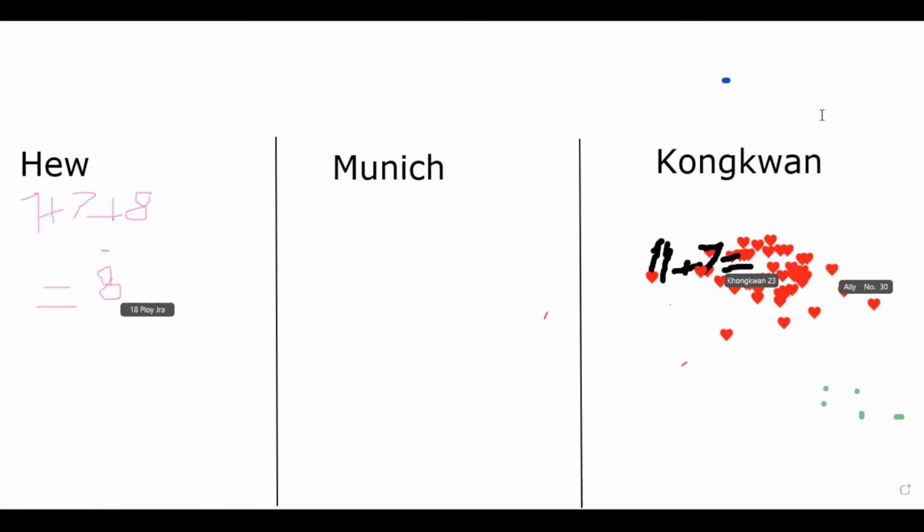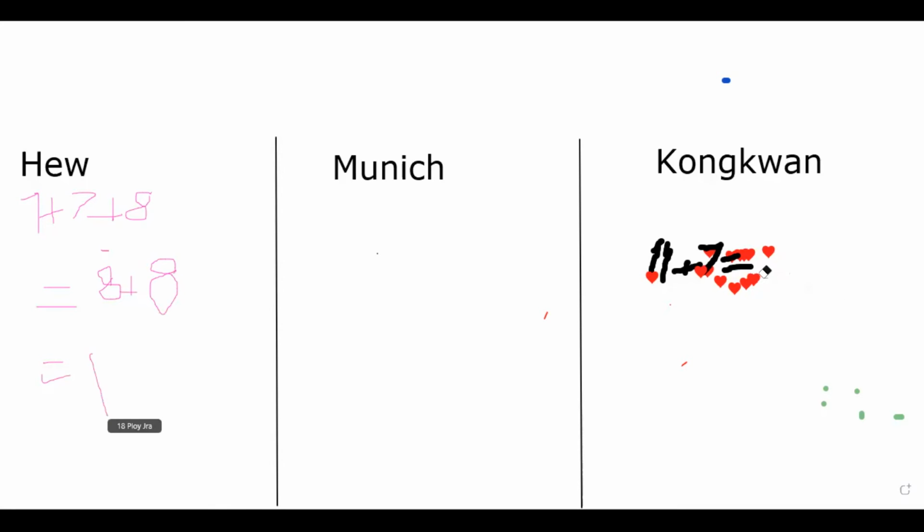What is that? Who? Ali, stop writing, Ali. I know that you are the one who's putting hearts there, Ali. Your name is showing there. Kong Kwan, could you write again? Please.